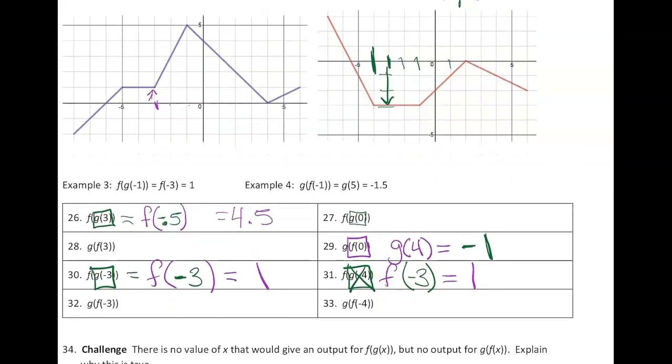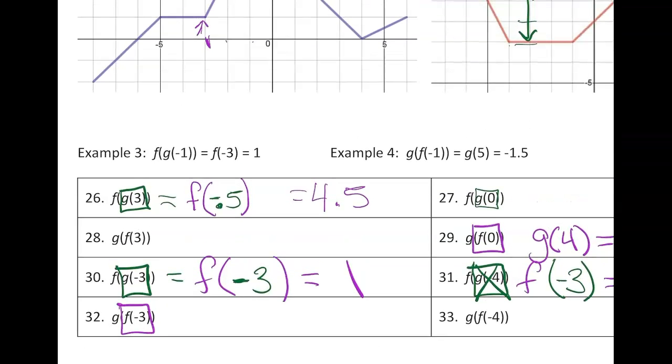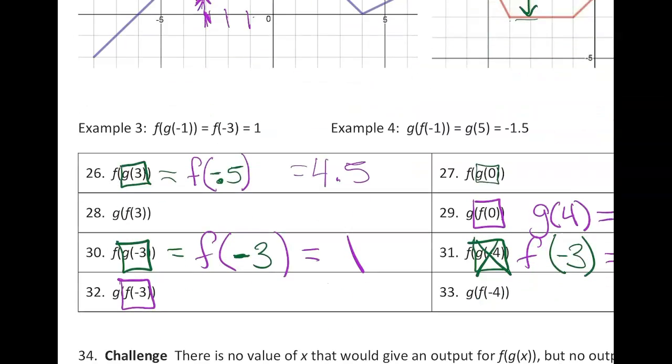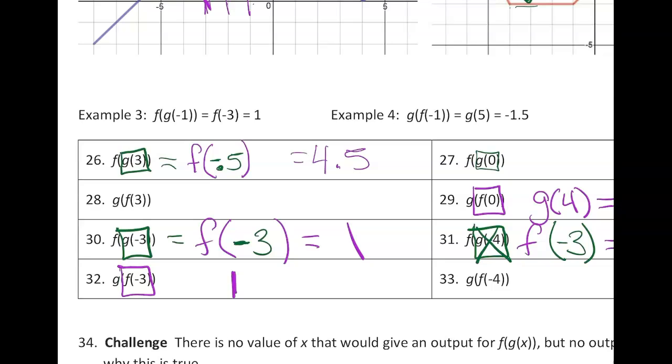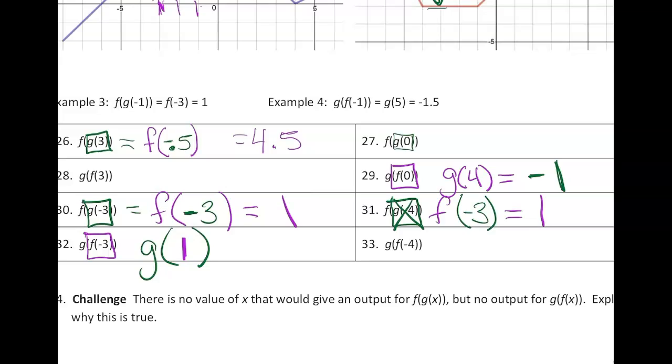So let's do one more. If I start at f of -3, I've already done this a couple of times, so it's going to feel familiar. I'm going to go to my F graph. I'm going to go 1, 2, 3. I go up 1 to get to my graph. So I get 1 as my answer. Then I plug in G of 1. So now I'm going to G, I'm going to 1. G of 1 is located at -1. That's my answer.